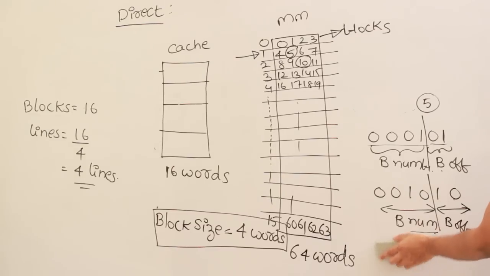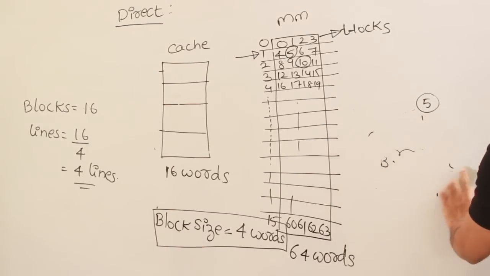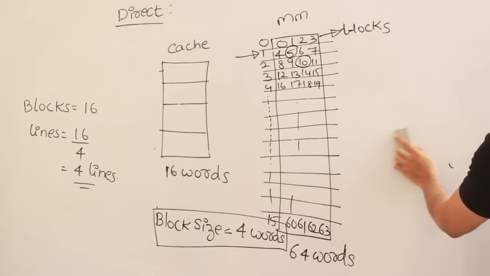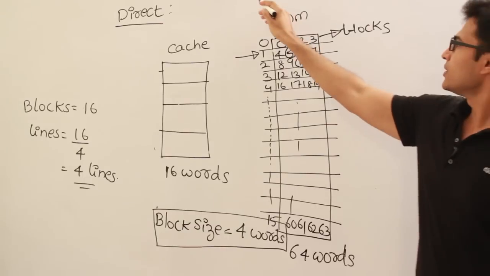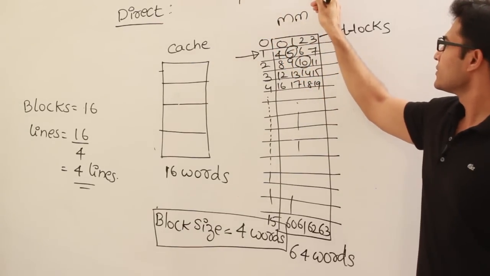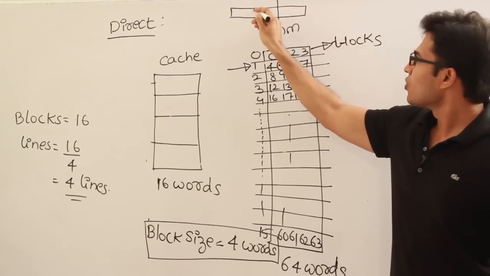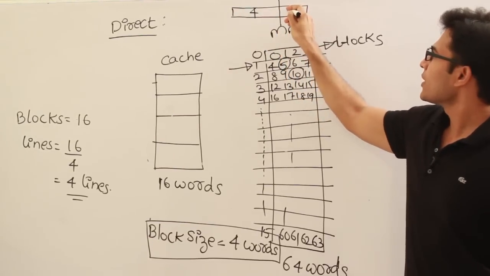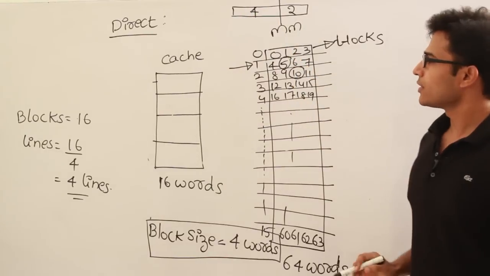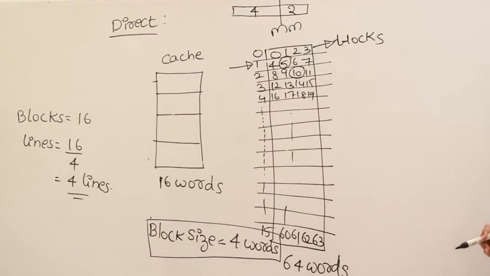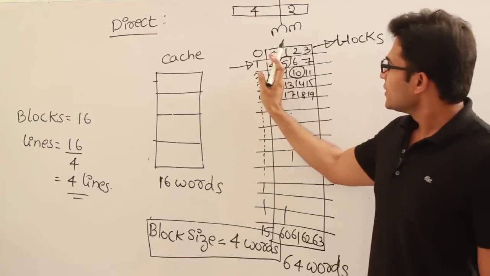Now for this, you just remember this. For this main memory, I'm going to divide the address like this. Even though the address is going to contain 6 bits, I can divide it into 2 parts. 4 bits is going to be the block number and 2 bits is going to be the block offset. That is what you could remember, okay?